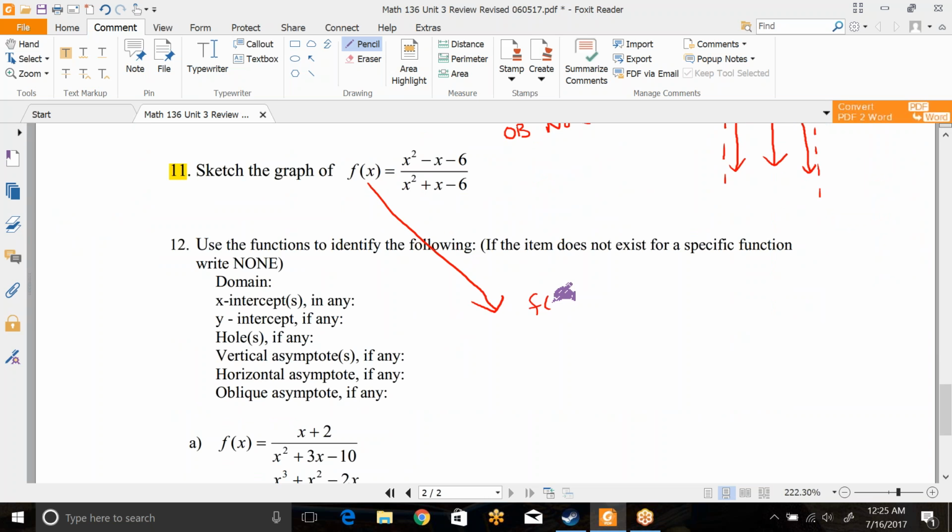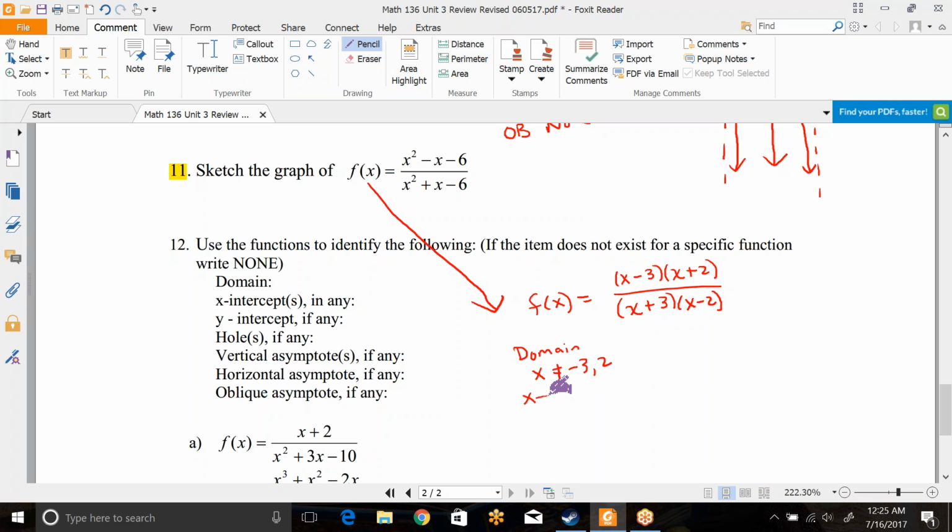So f of x, we're going to factor the top. This would be x minus 3 and x plus 2. On the bottom, it would be x plus 3 and x minus 2. So nothing's going to cancel out because all the signs are wrong. They don't match up. So my domain, let's go ahead and write that. X cannot equal -3 or +2. That comes from the denominator.